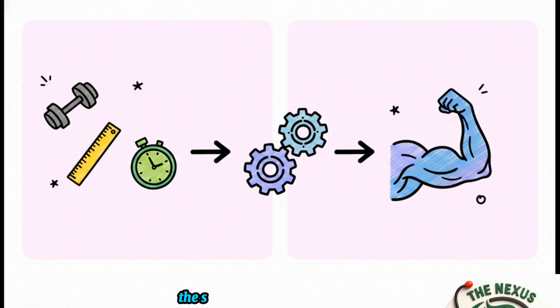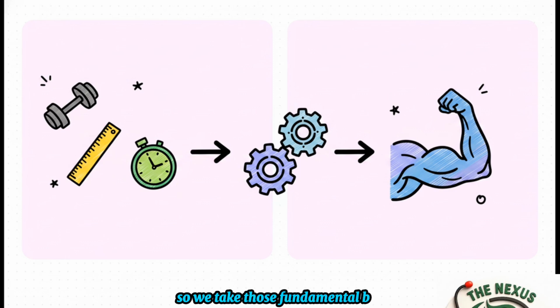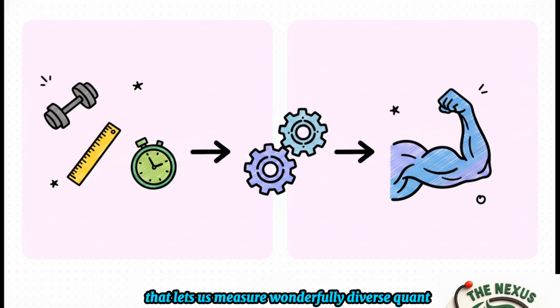But of course, the system doesn't just stop at the basics. We aren't just measuring simple mass or time in a lab. We're measuring highly complex physiological dynamics. So we take those fundamental base units and we mathematically combine them to create what we call derived units. For example, if you need to measure force, you use newtons, which are literally derived from meters, kilograms, and seconds. Need to measure pressure? You use pascals. It's this beautifully logical, modular system that lets us measure wonderfully diverse quantities.